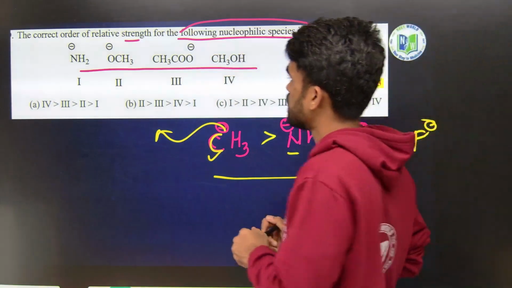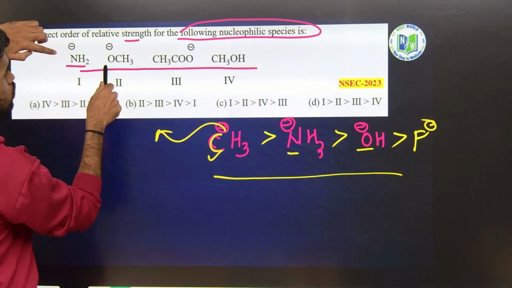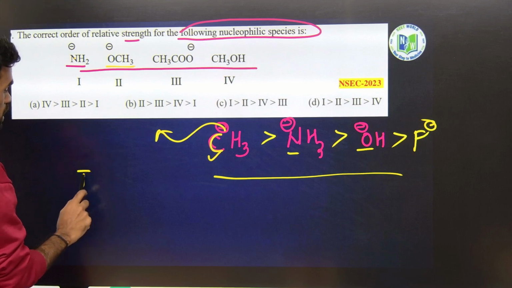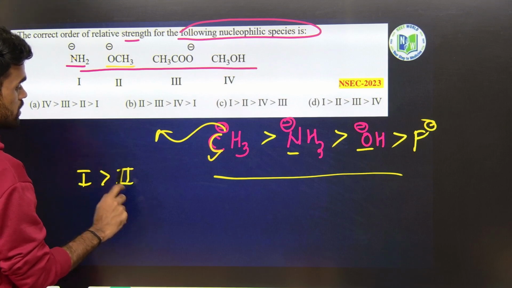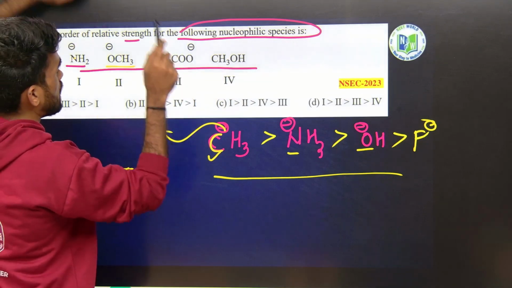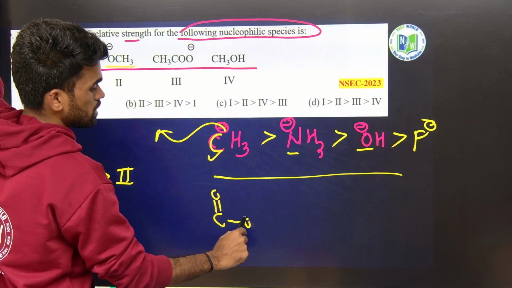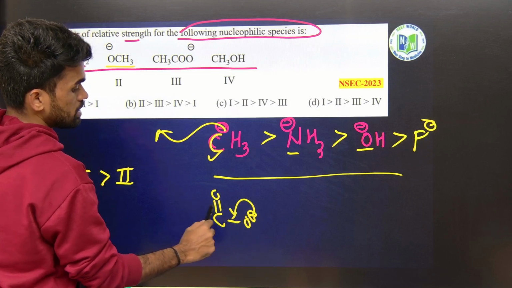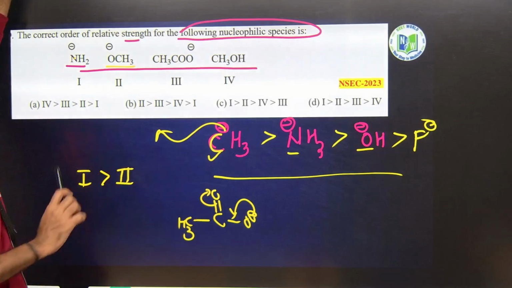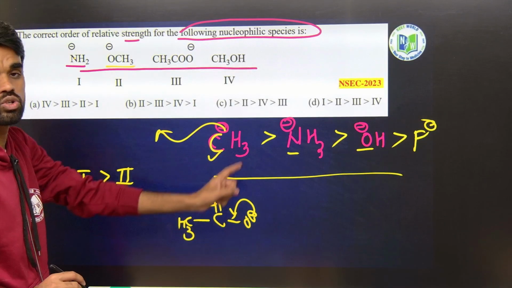So based on this explanation, we have NH2 and OCH3. Nitrogen is less electronegative than oxygen, so 1 is more nucleophilic than 2. After this, here also oxygen, but this oxygen is in a carboxylate group, which means it is in conjugation with the ring's pi electrons of the other carbon atom. So this is an equivalent conjugation.